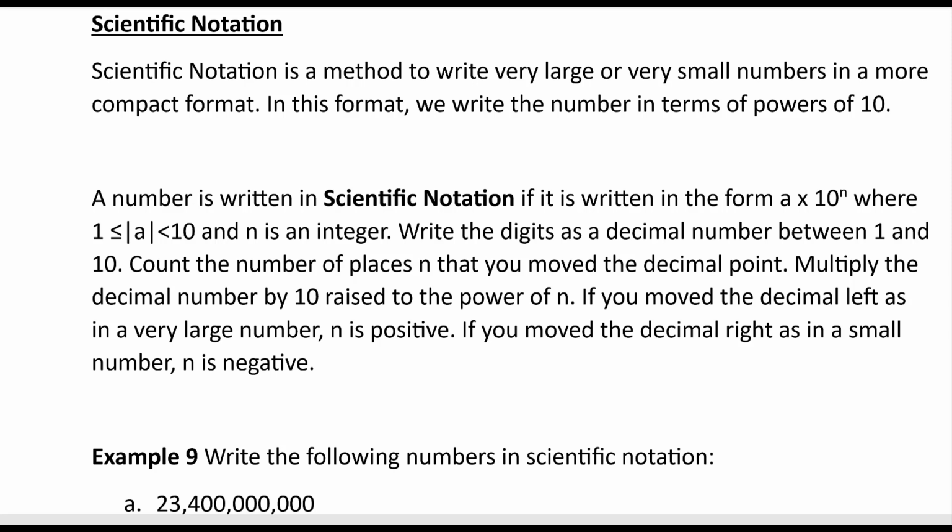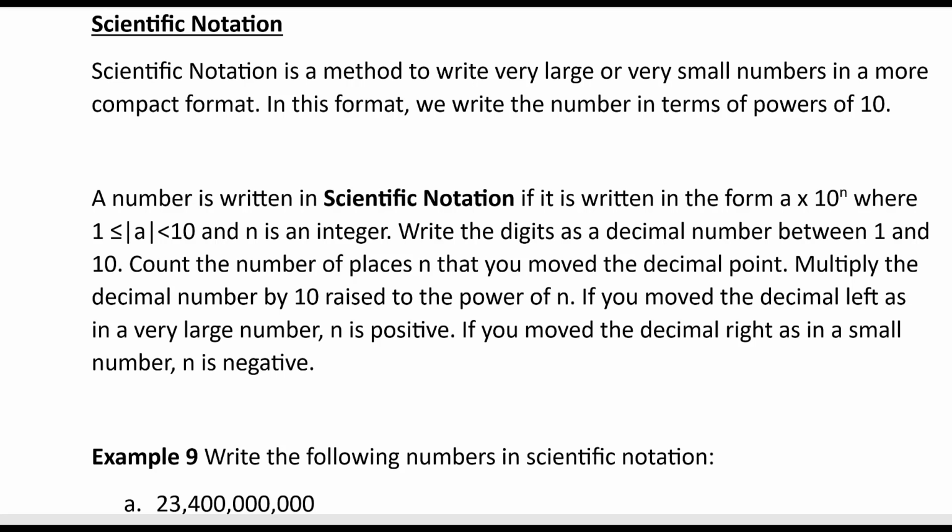For this video, we're looking at scientific notation. Scientific notation is a method to write very large or very small numbers in a more compact format. In this format, we write the number in terms of powers of 10. A number is written in scientific notation if it's written in the form a times 10 to the n, where the absolute value of a is between 1 and 10. So it's strictly less than 10, but it can be equal to 1, and n is an integer.